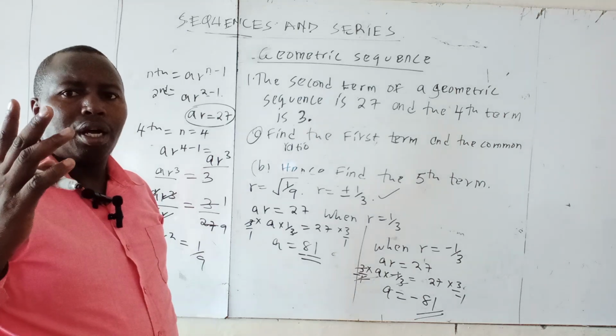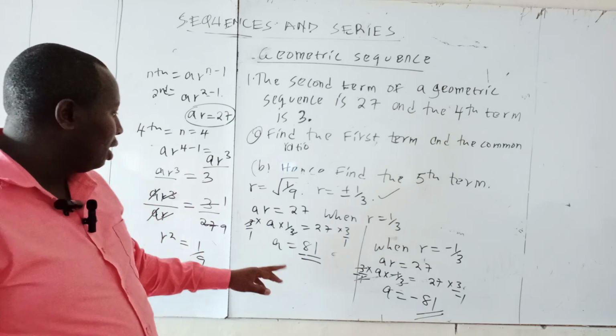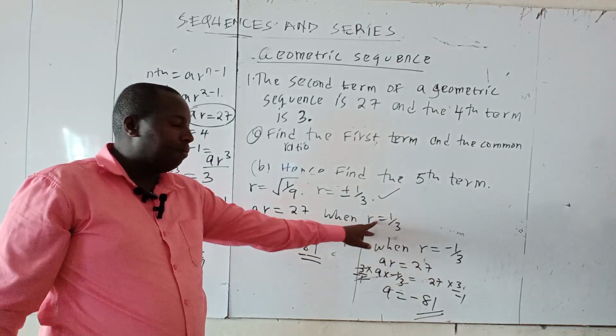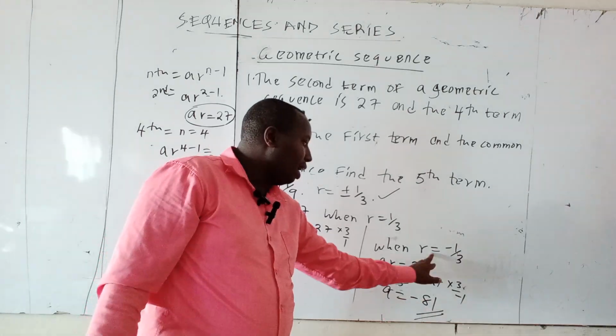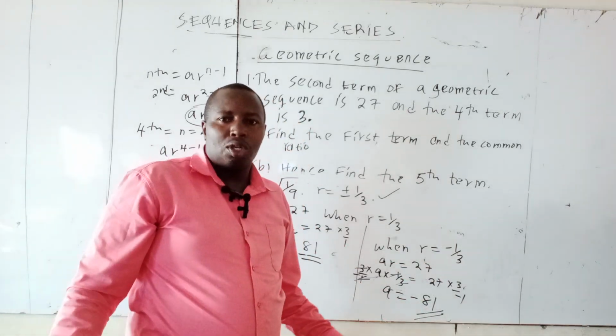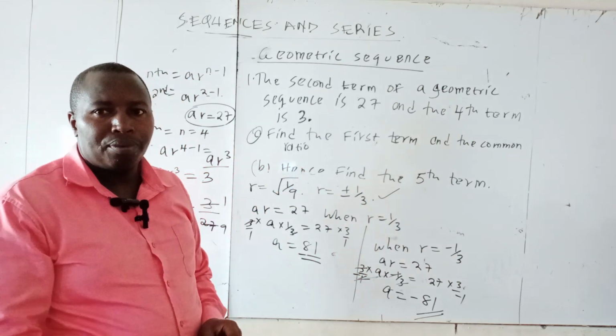So you have two sequences. When a is 81, r is 1 over 3. When a is negative 81, r is negative 1 over 3. So those are the two sequences that you need to have.